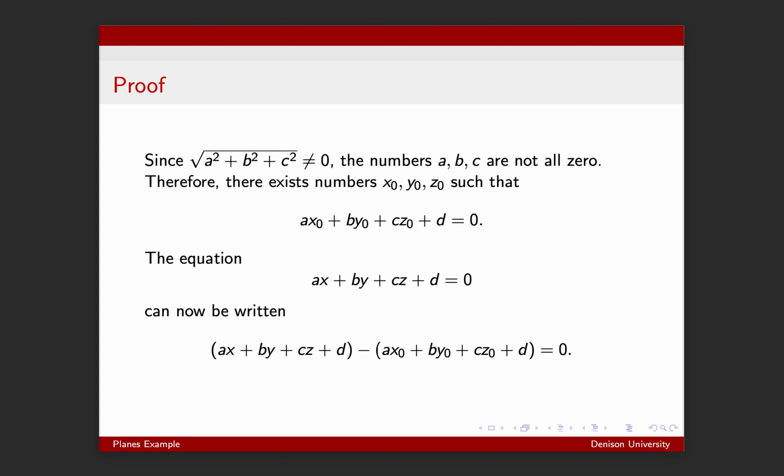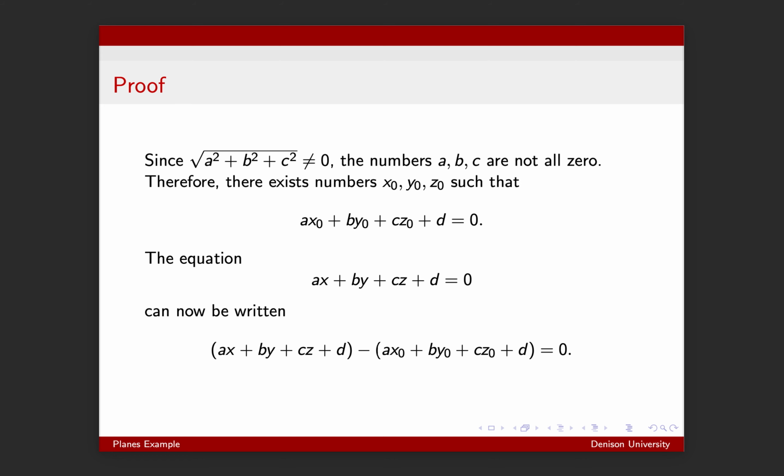So since the square root of a squared plus b squared plus c squared is not equal to 0, the numbers a, b, and c are not all 0. So therefore there exist numbers x naught, y naught, and z naught such that a x naught plus b y naught plus c z naught plus d equals 0.